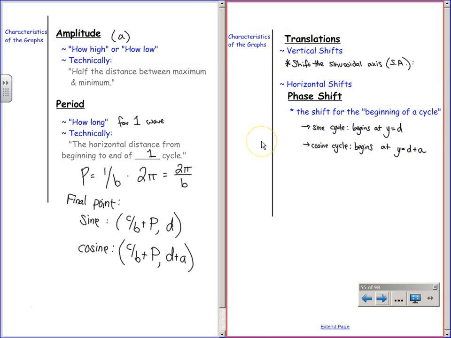Then the last two that you guys wrote down, translations and phase shift. Oh my goodness, I already gave you the phase shift stuff. That's okay. Translations. Vertical shift, you're going to shift the sinusoidal axis. SA is what we can call it, shortcut form.